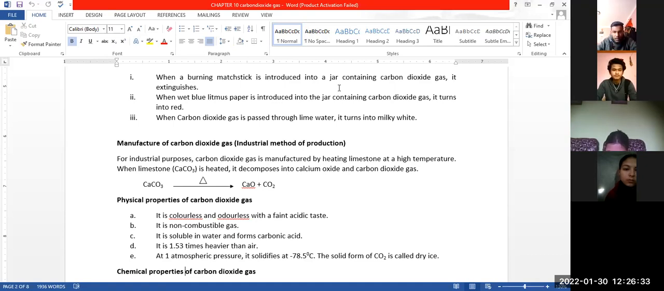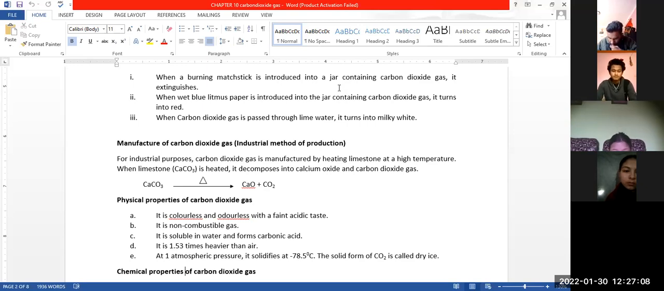Here are some physical properties of carbon dioxide gas. It is colorless, odorless, with a faint acidic taste. It has a little bit of acidic taste. It has no smell, no odor, no color. It is a non-combustible gas. Carbon dioxide does not burn itself and doesn't support burning. It is soluble in water. When it dissolves in water, it forms carbonic acid. It is 1.53 times heavier than air.